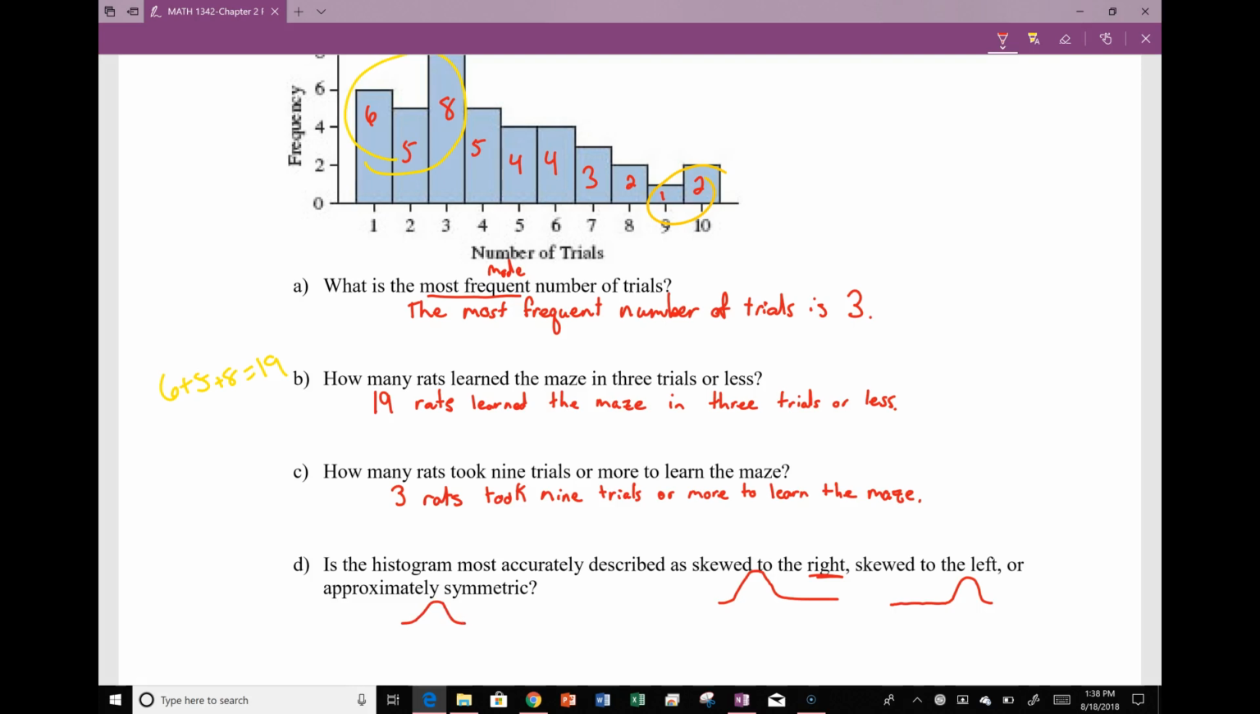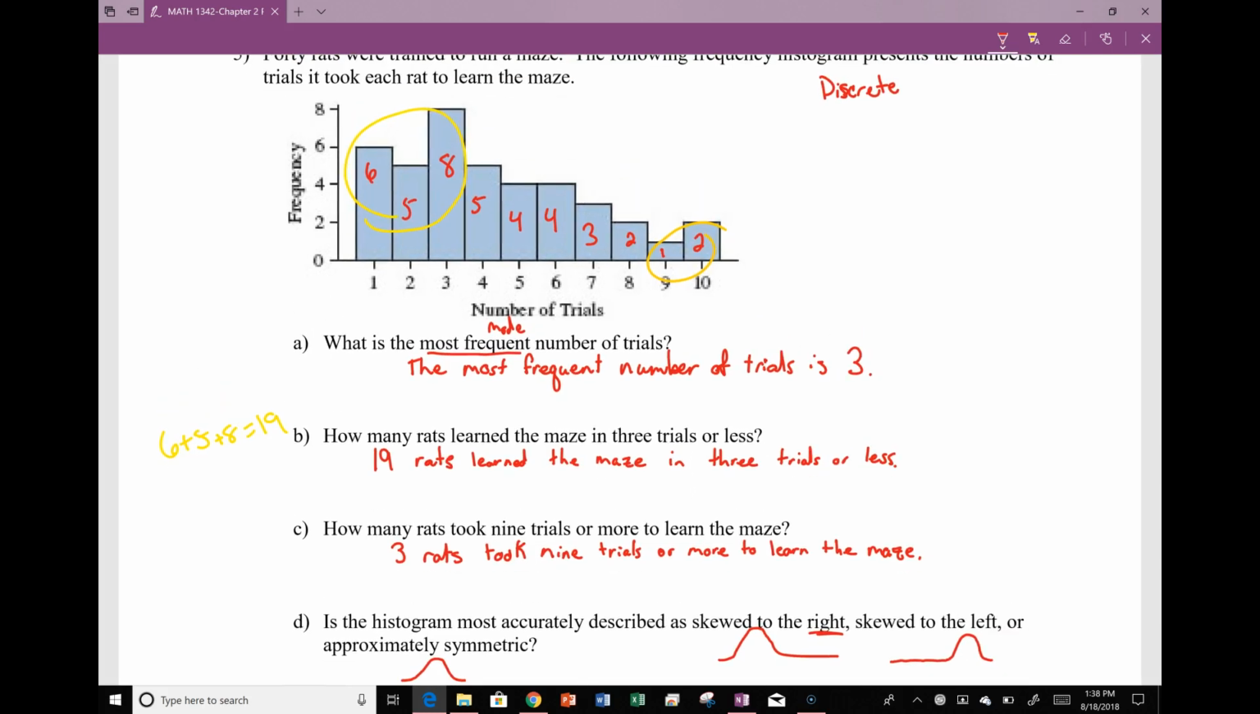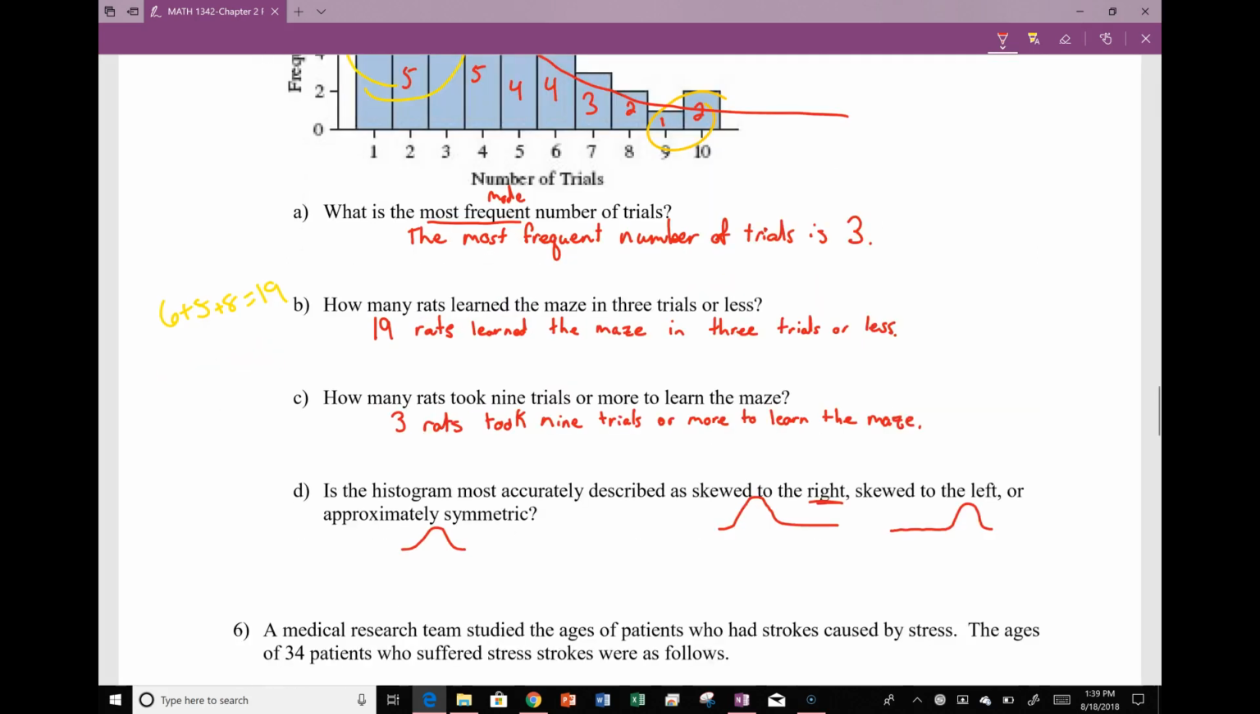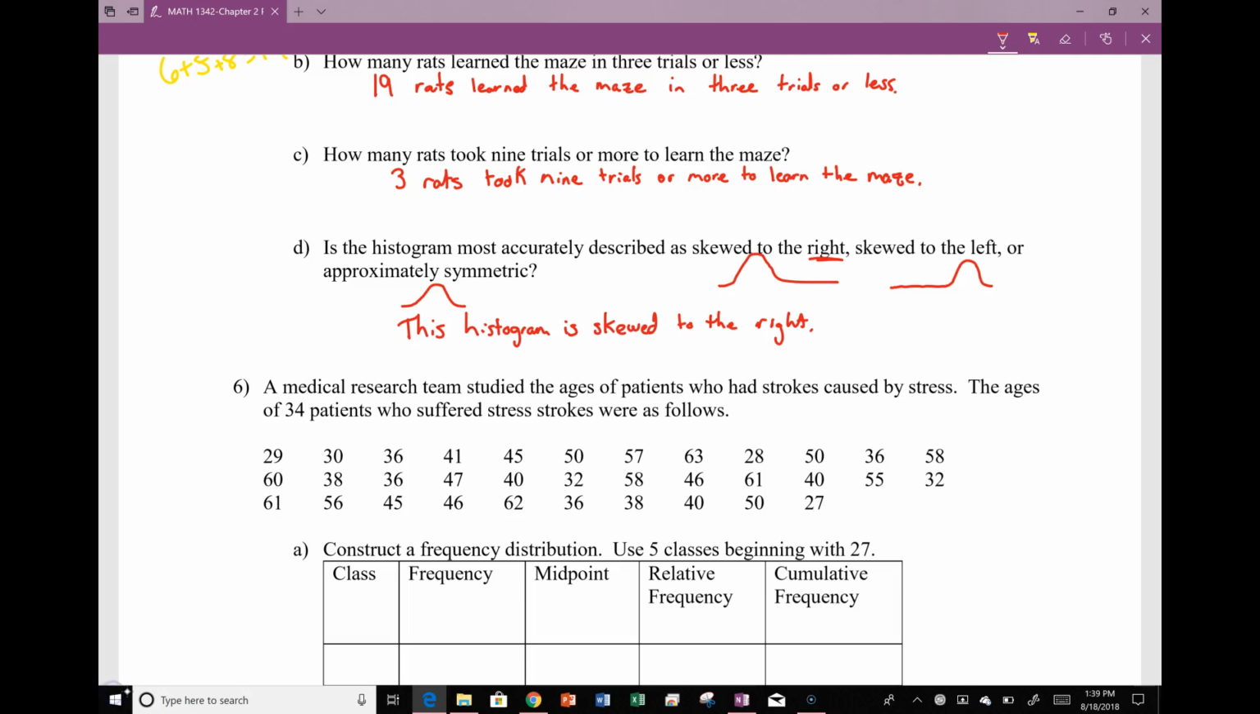So looking at these 3 possible pictures and looking at my histogram up here, if you'll notice, it goes up and then goes down and has a longer tail on the right side. So this histogram is skewed to the right.